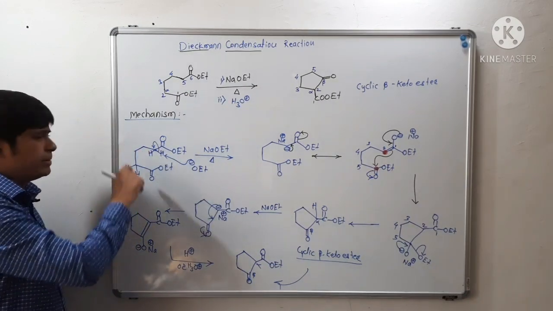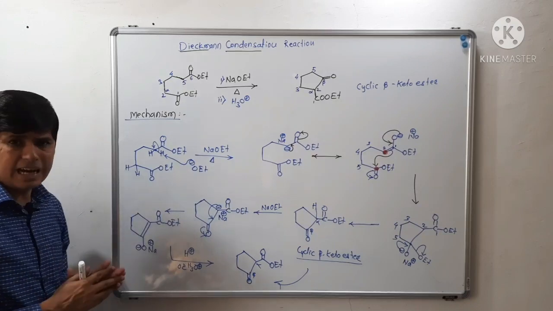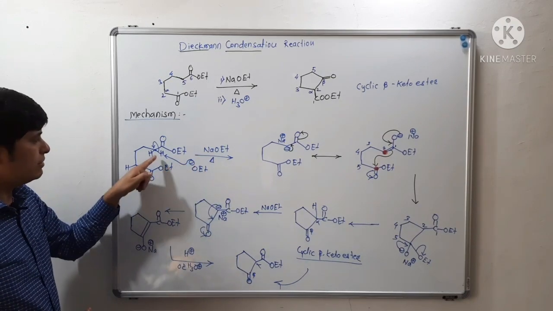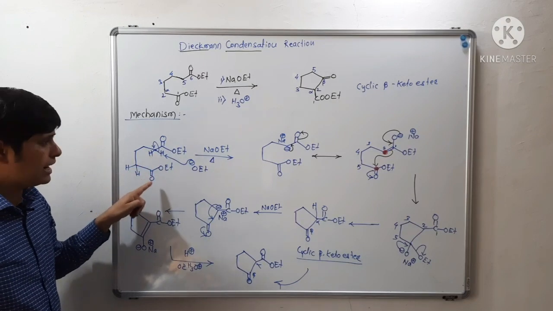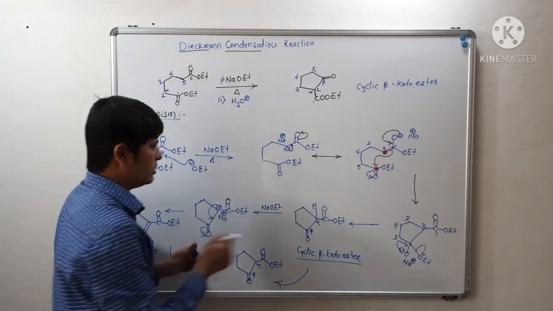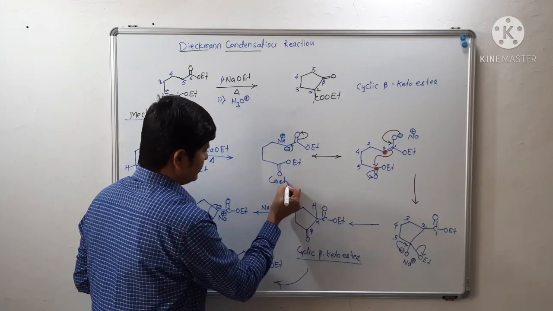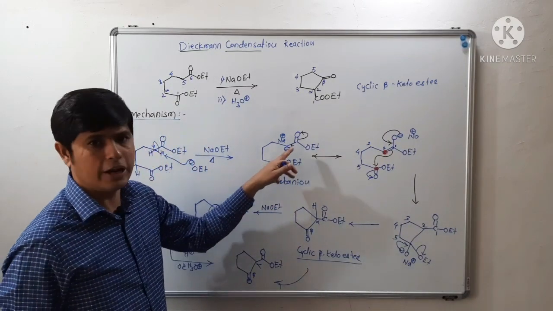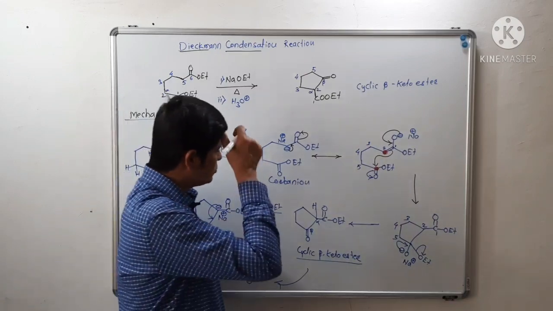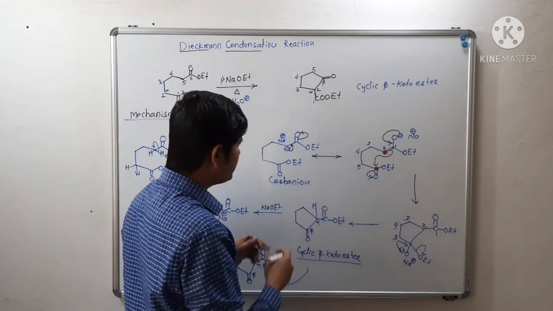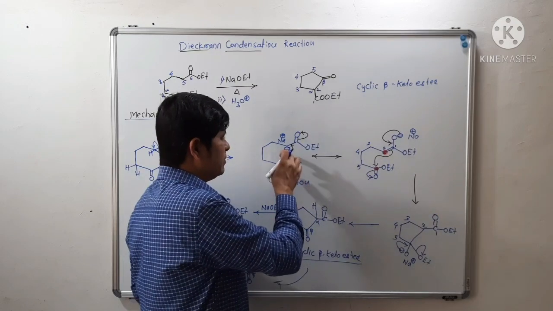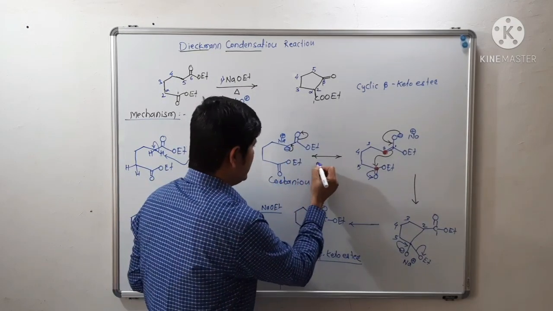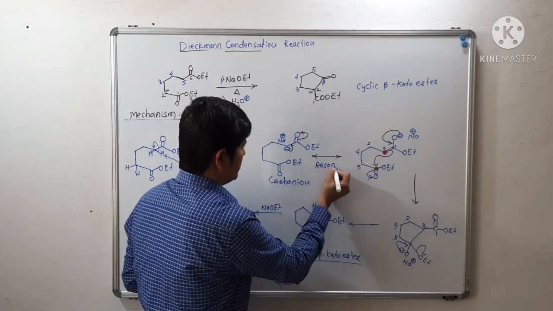Now the mechanism. In the mechanism, this is a diester molecule which is having alpha hydrogen atoms. So the alkoxide ion will abstract any one of these alpha hydrogen atoms to get a carbanion. This carbanion will undergo, sorry, resonance stabilization, not tautomerization.